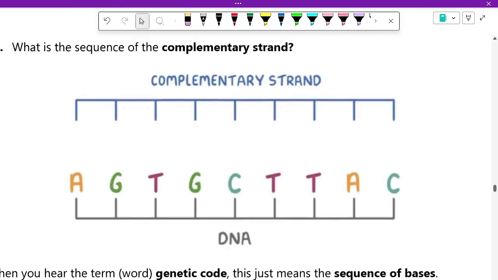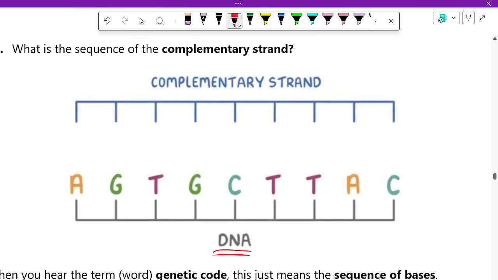So here's DNA. This is our DNA here. That's one strand of the DNA. And we have A, G, T, G, C, T, T, A, C. Can you figure out what the bases would be on the complementary strand? You want to try drawing them in? Can you try? Remember, apples go in the tree and the car goes in the garage. Try it. See if you can get the letters on that complementary strand.